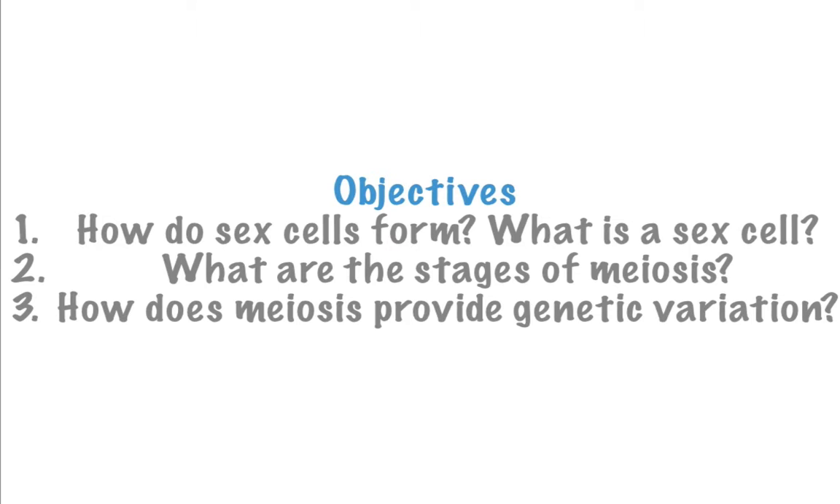So let's just go over these three main objectives. Number one, how do sex cells form and what is a sex cell? What are the stages of meiosis and how does meiosis provide genetic variation? Let me start off by answering the first one. How do sex cells form? Well, they form by a process called meiosis.